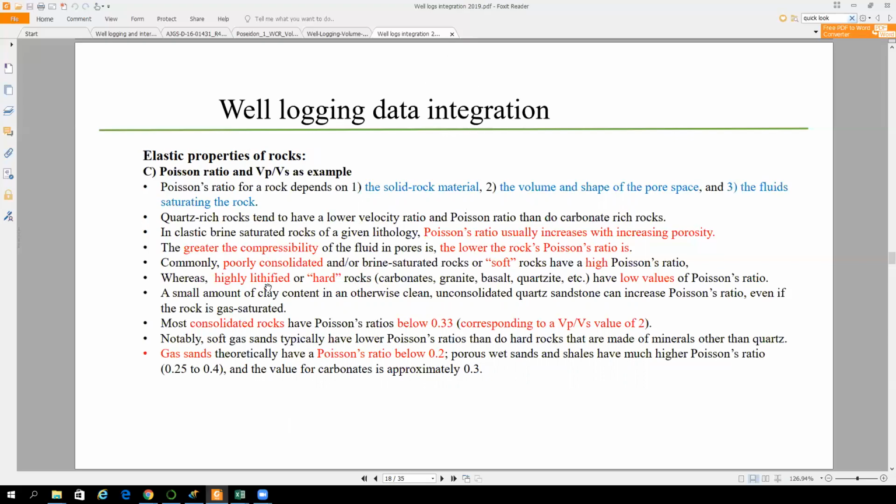The Poisson ratio of a rock is actually depending on the solid rock material and also the volume and the shape of the pore space, and also the fluid which is saturating the rocks. So quartz rich rocks tend to have a lower velocity ratio and Poisson ratio than carbonate rich rocks. In clastic brine saturated rocks of a given lithology, the Poisson ratio usually will increase with increasing porosity.